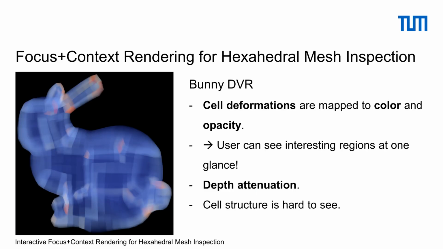Here you can see an image of a bunny hex mesh, rendered using normal direct volume rendering. The cell deformations are mapped to color and opacity. This way, the user can see potentially interesting regions at once. However, the cell structure is hard to see due to depth attenuation. This creates a blurry look.